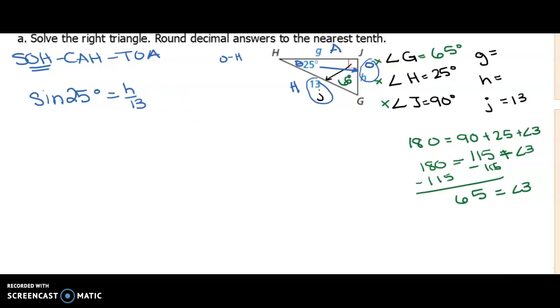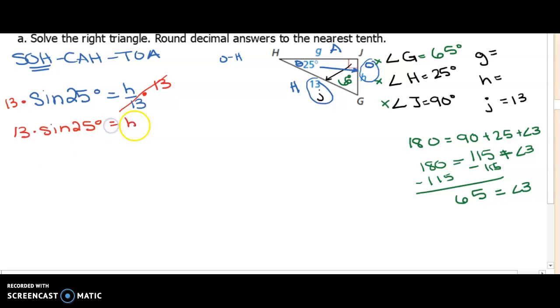Okay, now I want to get H by itself, which is pretty simple. So times 13, those cancel. So I have 13 times sine of 25 degrees equals H, and then all I can do is put this into my calculator. My calculator knows the value of sine of 25. So 13 times sine of 25 gives me roughly 5.5. So my H is about 5.5.